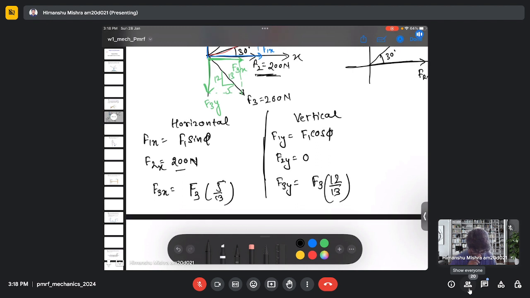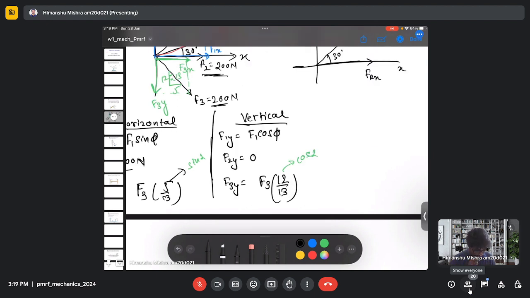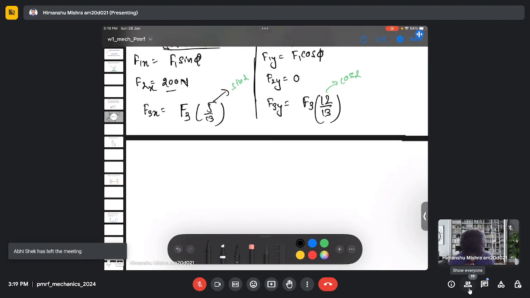So basically you can see if you are making an angle here, let's say alpha, this would be the sine alpha and this would be the cos alpha. And you also know about the F3, which is 260 Newton. So now we have figured out the horizontal and the vertical component of each force. Now we can do the summation of horizontal forces.